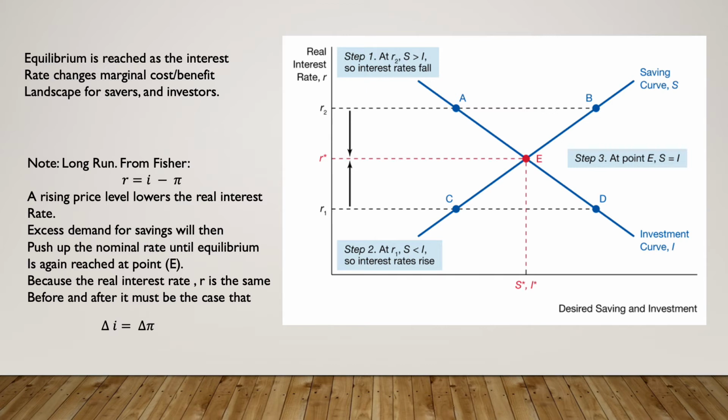Let's take, for instance, a rate of interest that is above the equilibrium rate, such as R2, right? At R2, the rate of interest is quite high, meaning the cost of financing investment is quite high, and you're only going to be able to take on your most highly grossing endeavors. So investment demand is very low, operating at point A.